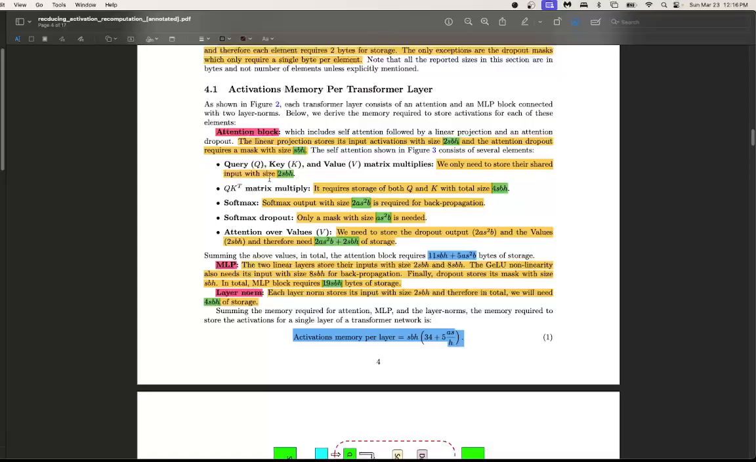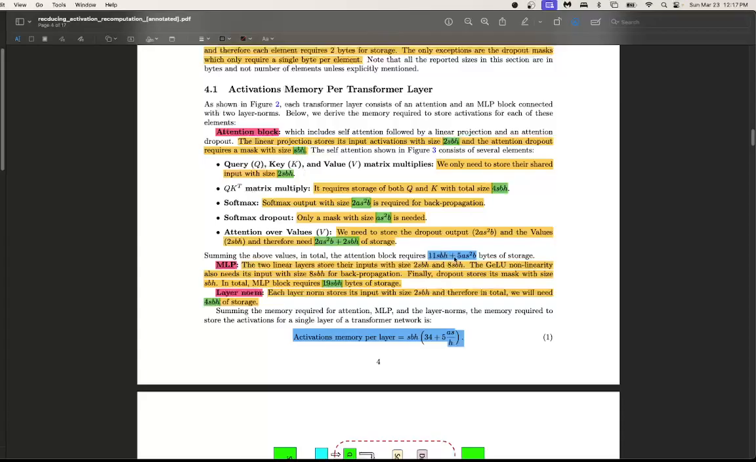And then finally, now we're at the end of the attention layer, right? We need to go through our output projection, right? There's one linear layer afterwards, our output projection. We need to store the input activations, which are 2 SBH, right? For each batch, each sequence, each hidden dimension, there's 2 bytes. And then the attention dropout mask, which is just 1 byte per each of those, so just SBH.